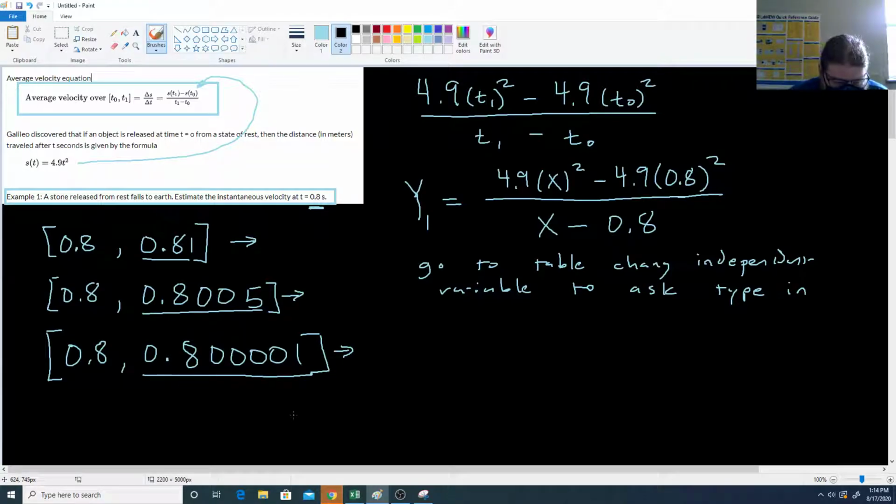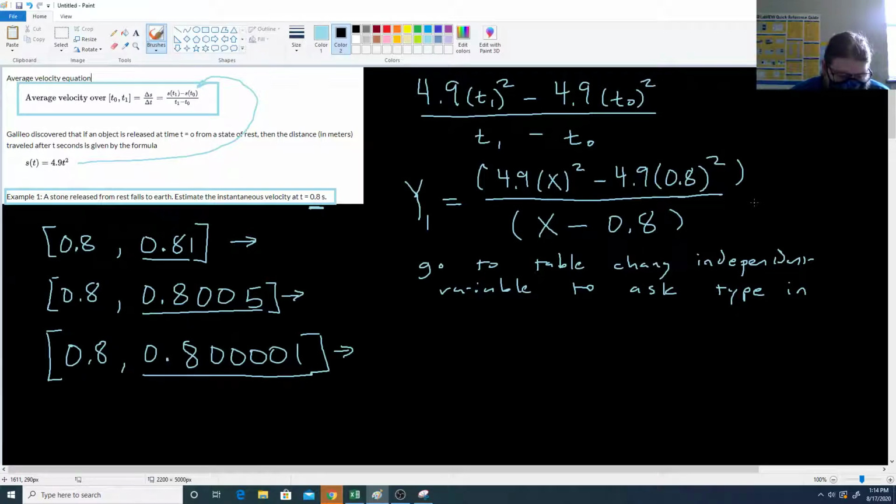So let me type this into my calculator. I hit Y1, I clear everything out there. I put 4.9 x squared minus 4.9 times 0.8 squared. Whoops, I've already made a mistake. Okay, 4.9 times 0.8 squared. Then that's all divided by, make sure you use parentheses around the top and the bottom so you make sure your division's going through exactly how you want it. We get x minus 0.8.